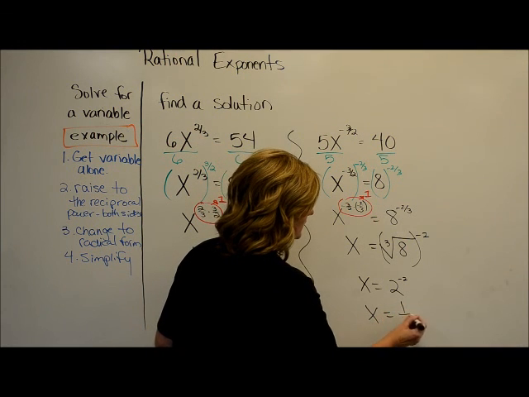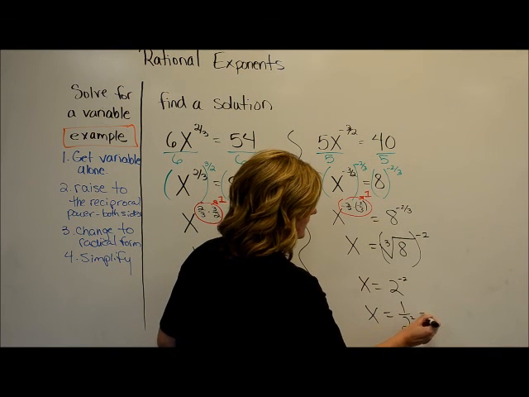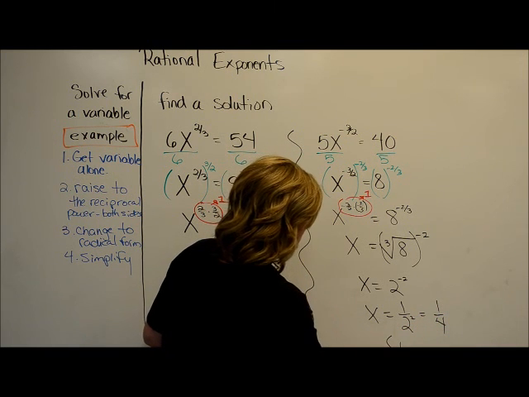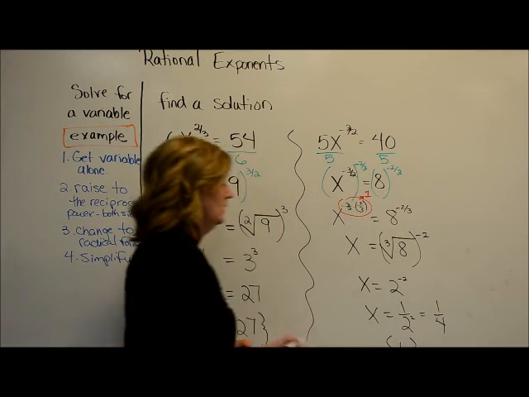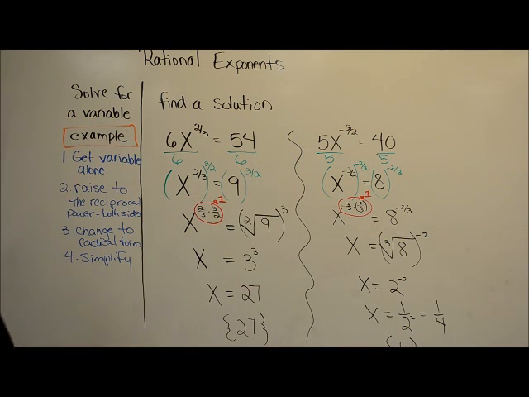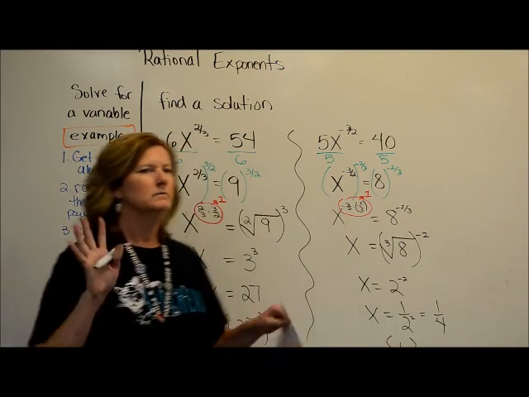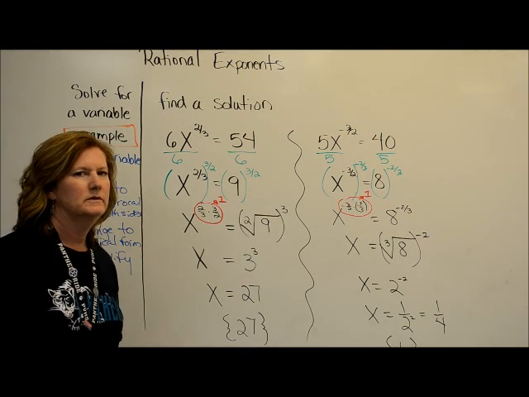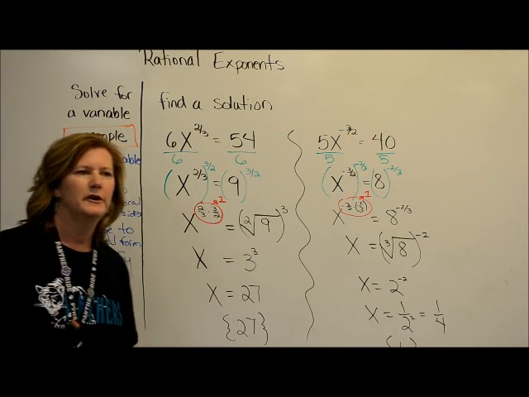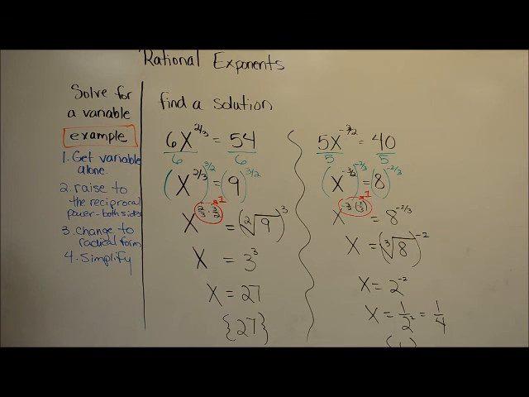So x equals 1 over 2 squared, or it equals 1/4. And my solution is 1/4. Okay. Pause video, take the rest of the notes if you need to. I have 2 more examples for you, and then I'm finally finished.